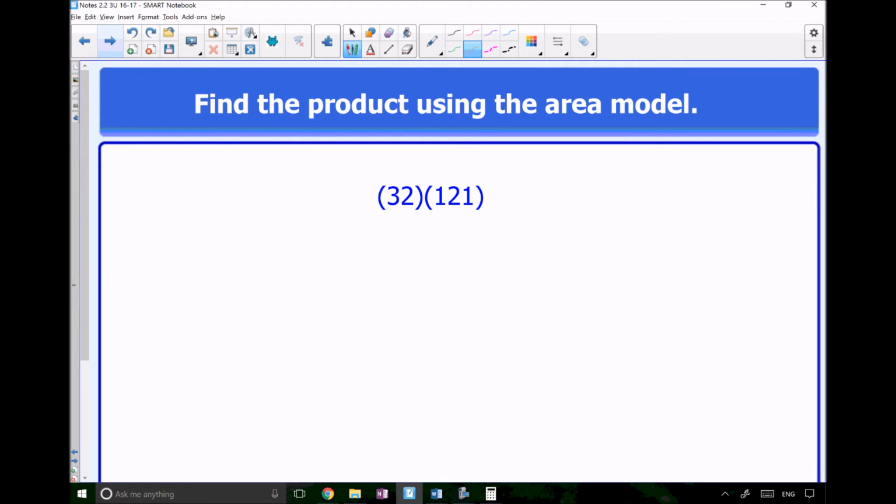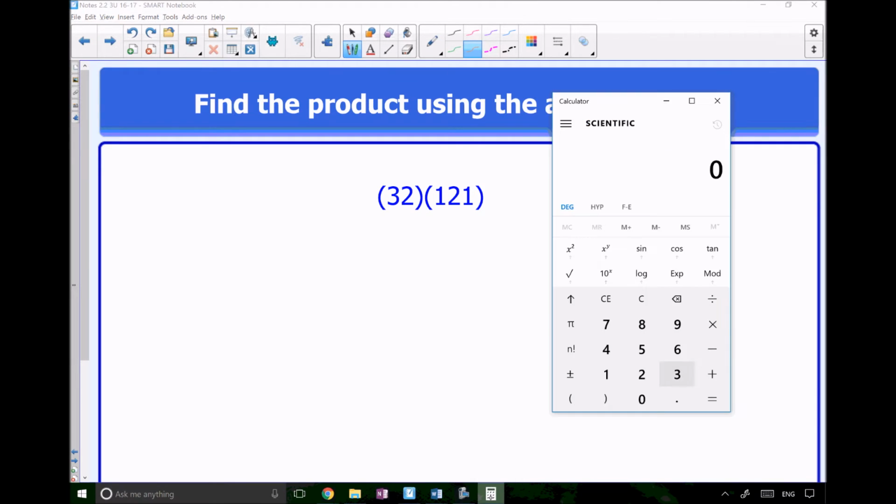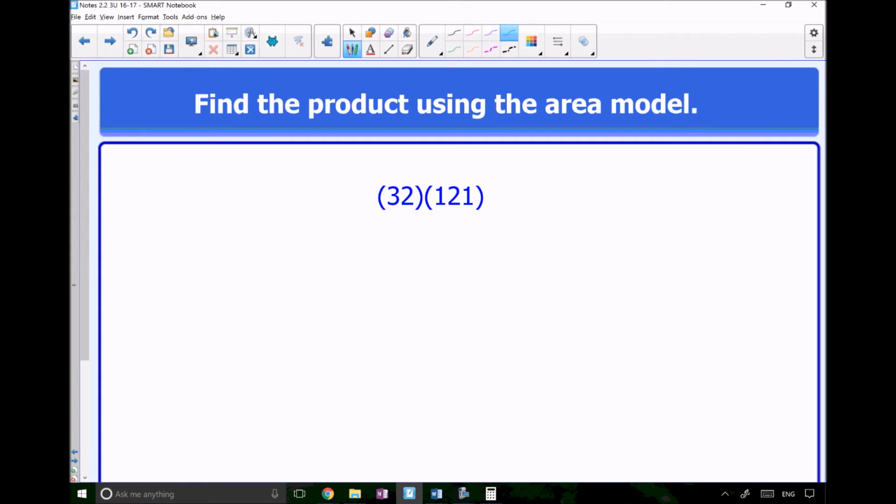All right, so now we're going to find the product using an area model. So right here, I'm going to multiply 32 by 121. When I actually do the calculations, I should end up getting 3,872. So we'll write ourselves a note that it should equal 3,872. But I want to show you how to use an area model to figure this out. So essentially, 32 is just 30 plus 2. Okay? And then 121 is essentially 100 plus 20 plus 1.